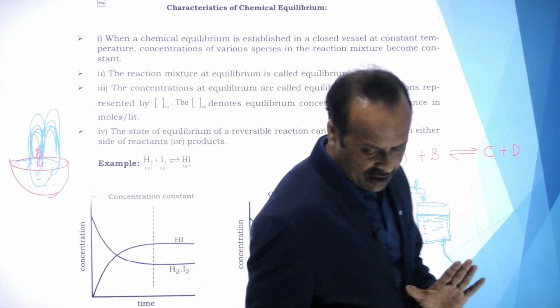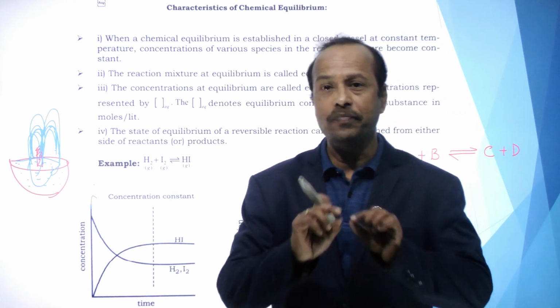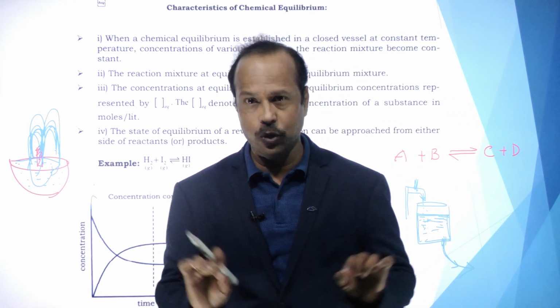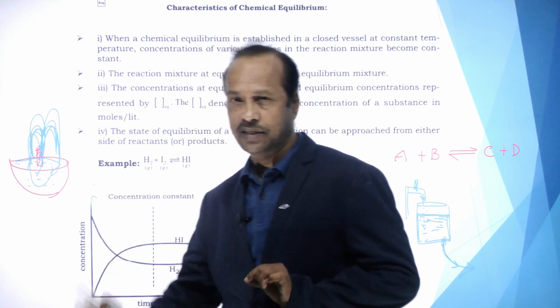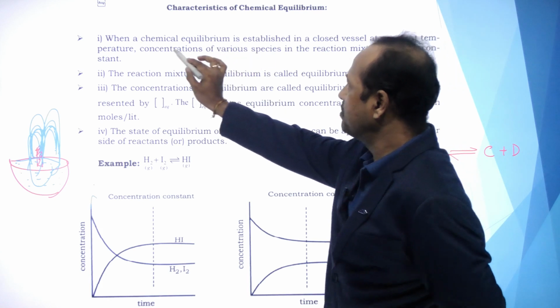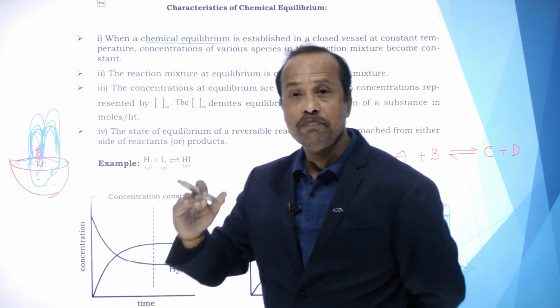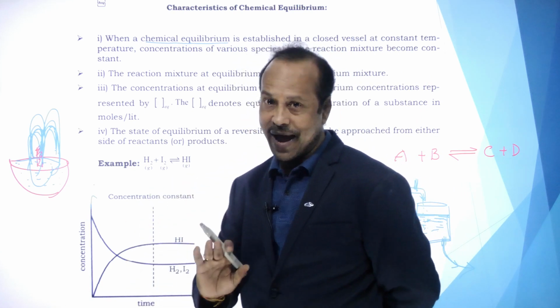So simple, students. All these points have already been discussed, but now they are kept in one format, in neat sentence-wise form. Okay, now let us see. When a chemical equilibrium is established, it means what? When the forward reaction becomes equal to the backward reaction.